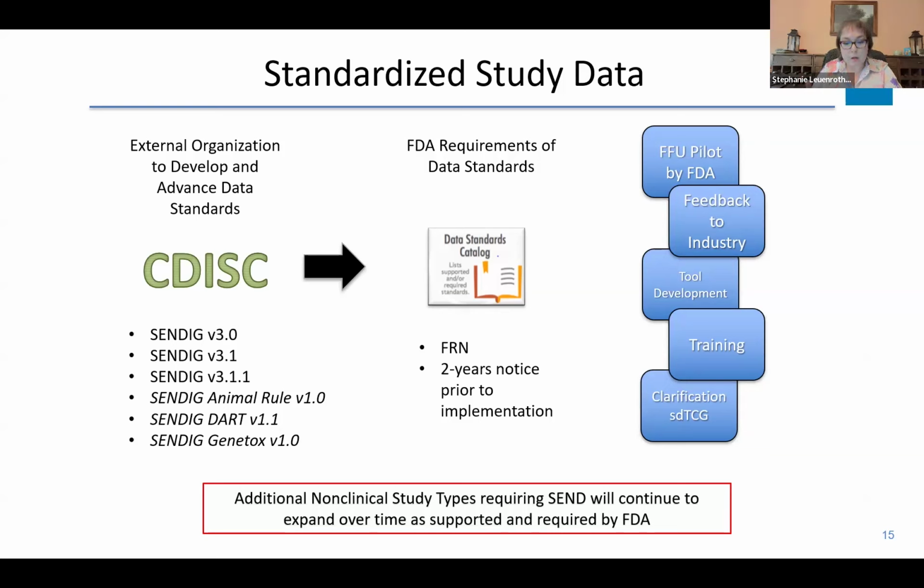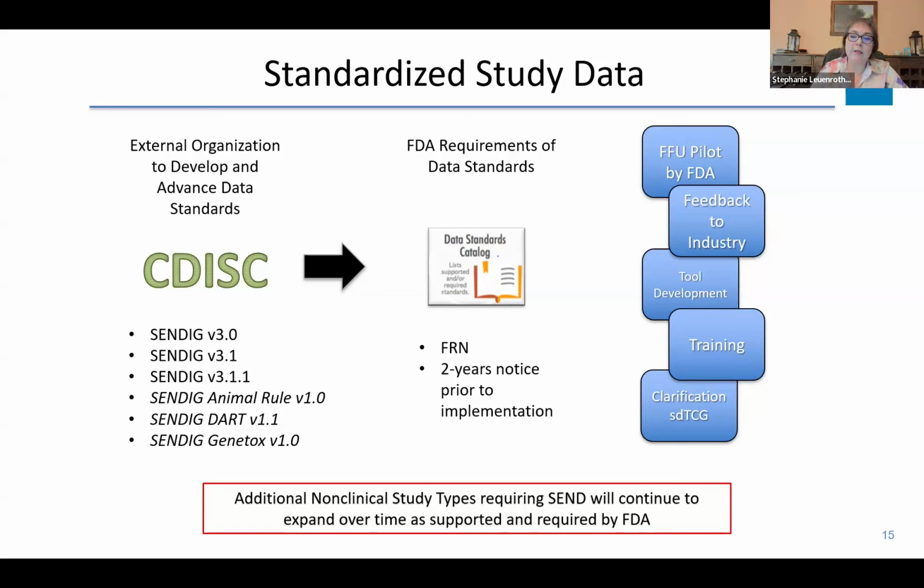And so another important point that I want to stress here is that when we put a new standard or a new SEND IG onto our catalog, that is based upon the study initiation date. So for example, if something went into effect March 15th of this year, that would mean it impacted the studies that started after March 15th of this year.